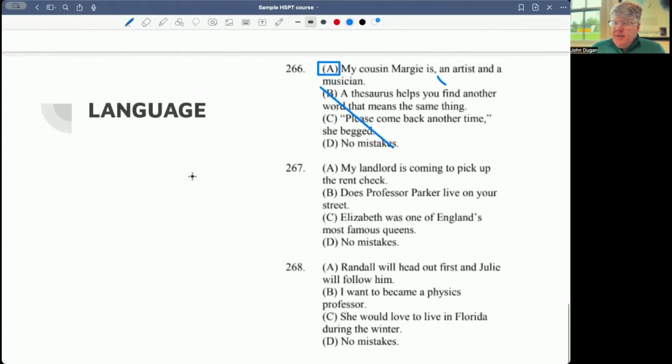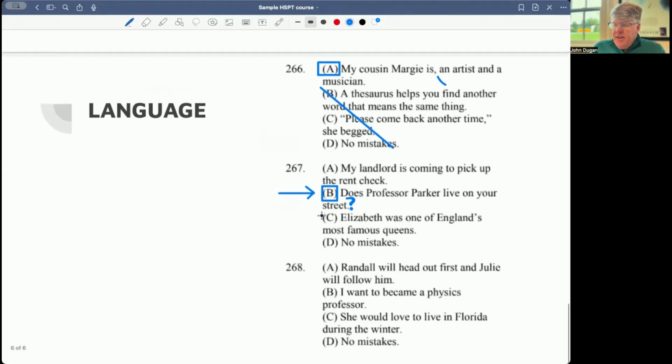All right. In 267, sometimes students have a problem with it because maybe they auto-corrected or they overlook the obvious. My landlord is coming to pick up the rent check. That's fine. There's no mistake there. But in B, right? Does Professor Parker live on your street? Well, there's nothing wrong with it other than there needs to be a question mark. And that's the answer. If it's a question, it has to have a question mark. You're asking a question: does this professor live on your street? So that's the answer. So don't overlook the obvious. Don't auto-correct it in your head.